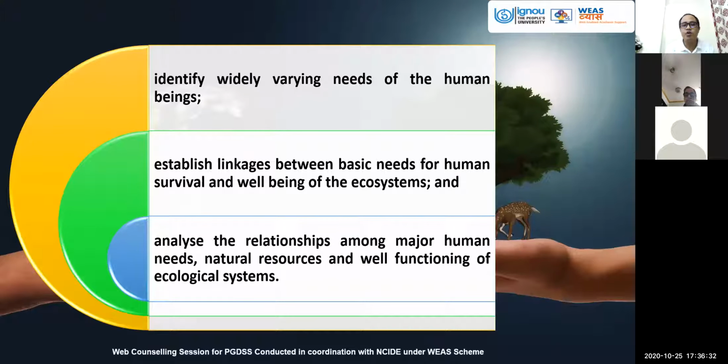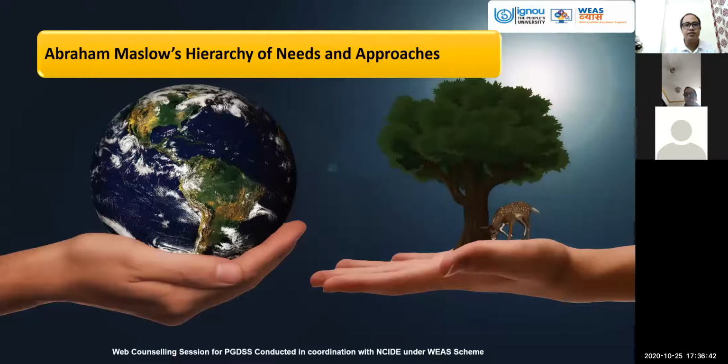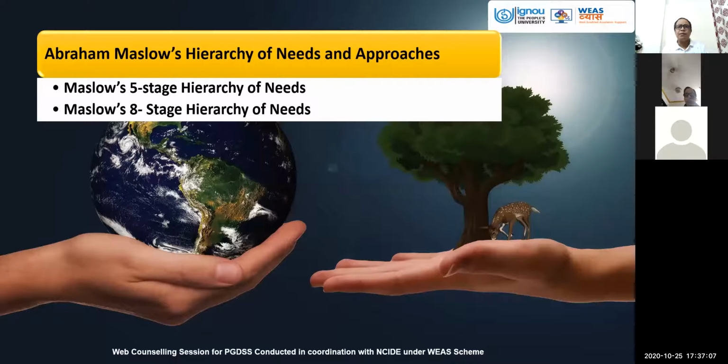So from that point of view, we need to understand the relationship among major human needs, then natural resources in terms of quality, quantity, availability, accessibility, and a well-functioning ecological system. So when we talk about these human needs, one of the very famous hierarchies of needs is Abraham Maslow's hierarchy of needs, which was proposed by Abraham Maslow, and different approaches were developed later on by different authors, basically based on Maslow's 5 stages of hierarchy of needs.